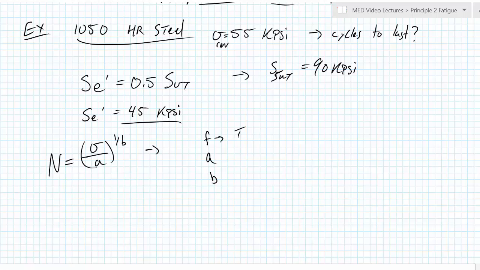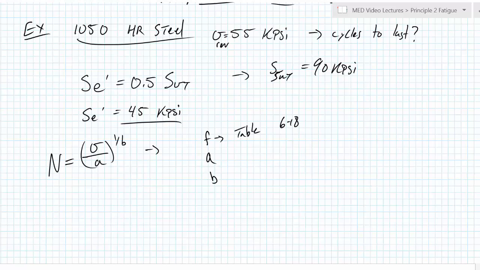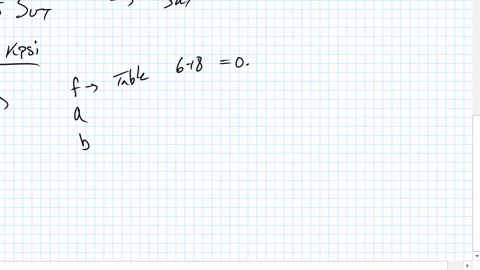So F came from a table, specifically in the Shigley book, I believe it's 6-18. So that table looks like this graph, and is a relation to the ultimate strength to the F ratio. So we were at an ultimate strength of 90 kpsi, so that puts us fairly close to 0.86. We could probably round up just a little bit there. So this is very close to 0.86.